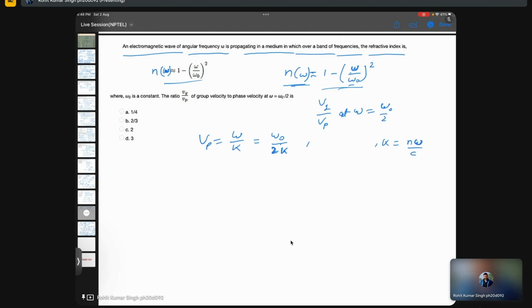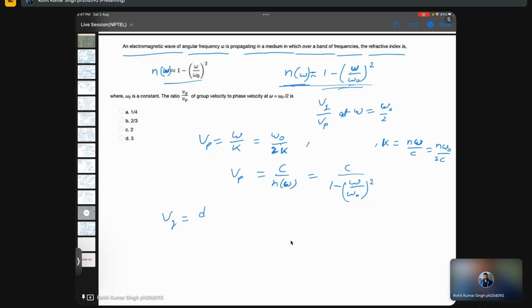and omega is omega naught by 2. Okay, so you substitute it here, and omega naught gets cancelled, 2 gets cancelled, you get c by n omega. Okay, n omega is given here in the problem. So this is your phase velocity. Okay, or more explicitly you can write it like this. Fine.